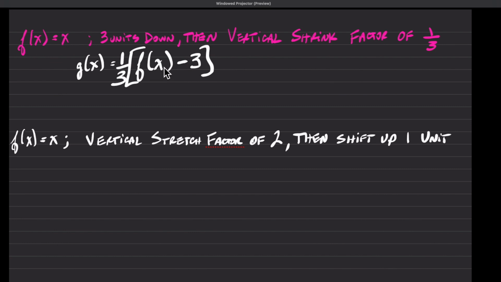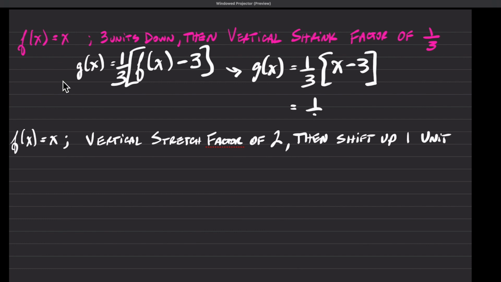Okay, now everywhere we see f of x, we're going to put x. So we're going to have final g of x equal to 1/3 of x minus 3. And when you distribute that, you're going to get 1/3 x minus 1 as our final answer for g of x.